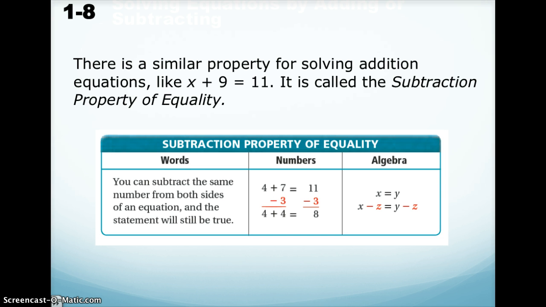There's a similar property for solving addition equations, like x plus 9 equals 11. It's called the subtraction property of equality. So it's the same concept. You can subtract the same number from both sides of an equation and the statement will still be true. Again, think about a scale. If I take away 3 marbles on one side and 3 marbles on the other, I haven't changed the balance. I've changed how many marbles there are, but the balance of the scale is the same. So we could subtract 3 in our example and get 4 plus 4 equals 8, which is true, and it was 4 plus 7 equals 11.